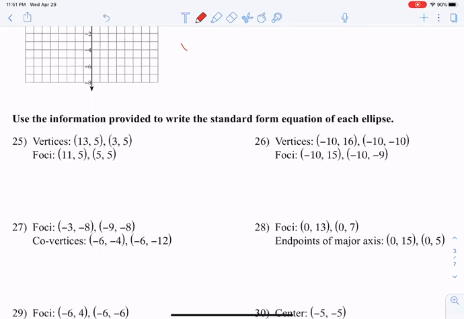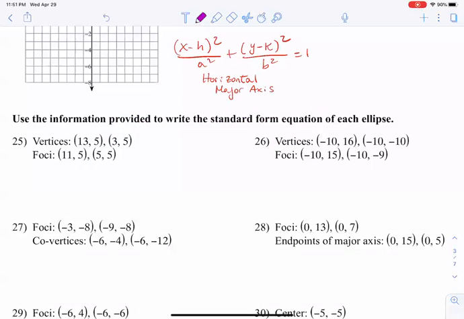So the formula is (x minus h) squared over a squared plus (y minus k) squared over b squared, and this is equal to 1. This formula applies when you have the horizontal major axis. So you have to recall that horizontal major axis. And there's another one.